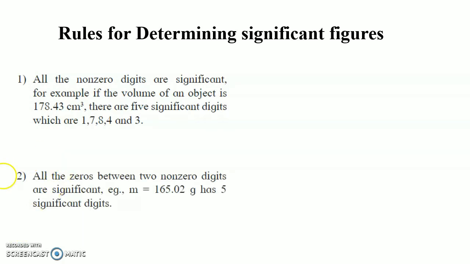Second rule for determining significant figures is that all the zeros between two non-zero digits are significant. Example, if the mass of the object is 165.02, this zero lies between two non-zero digits, so this zero also has to be considered as significant digit. So in this reading, there are total 5 significant digits: 1, 6, 5, 0 and 2. Total 5 number of significant digits.